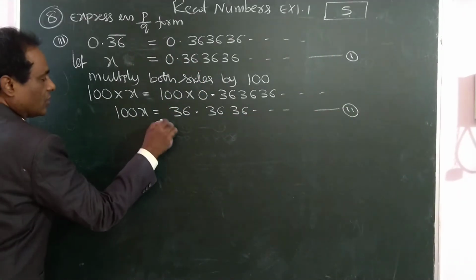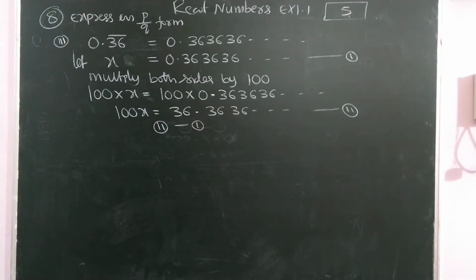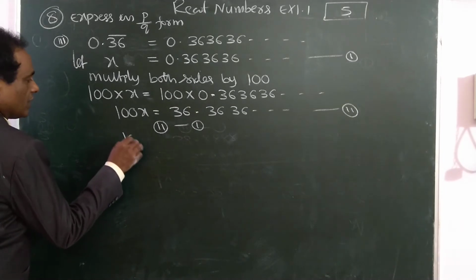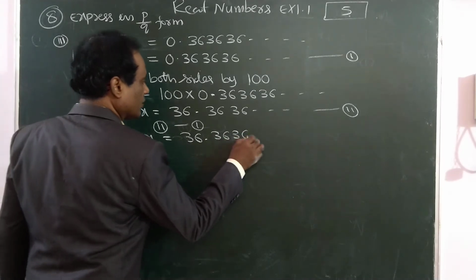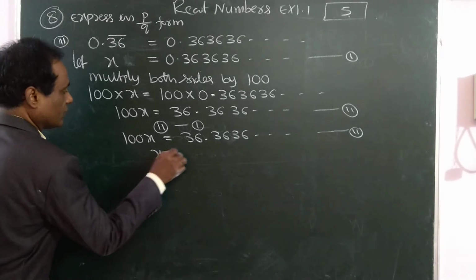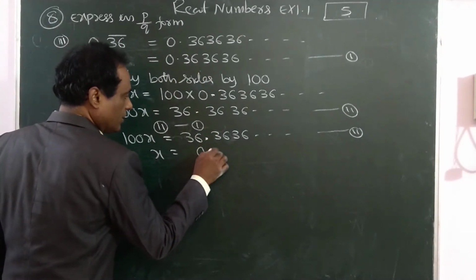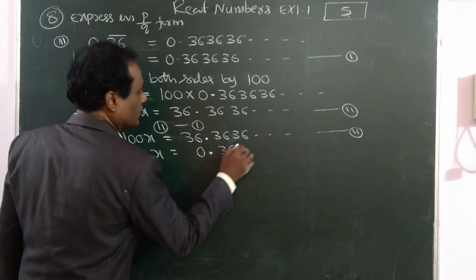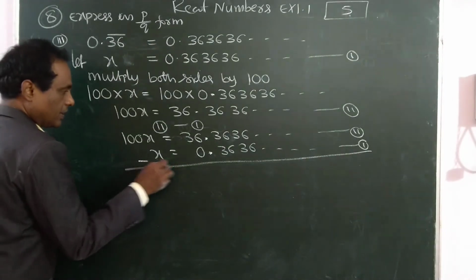Same model: second equation minus first equation. Do it. The second equation is 100x equals 36.363636 and so on. The first equation is x equals 0.363636 and so on. The decimal is kept in the same order. Now, subtraction.